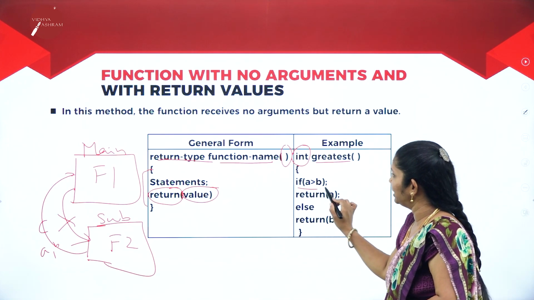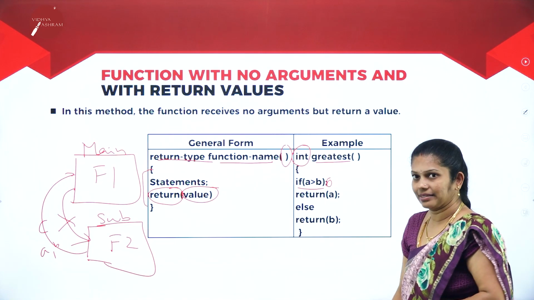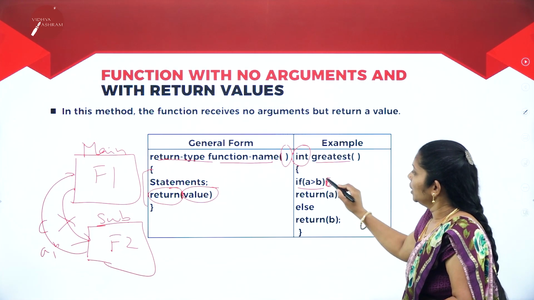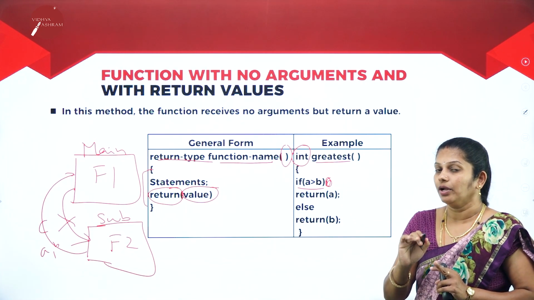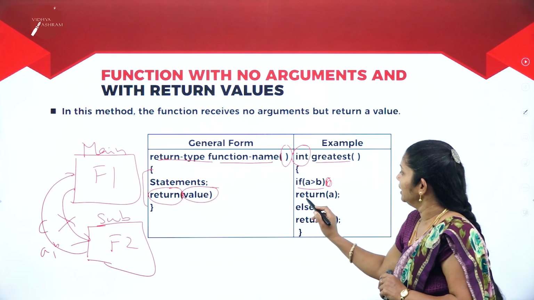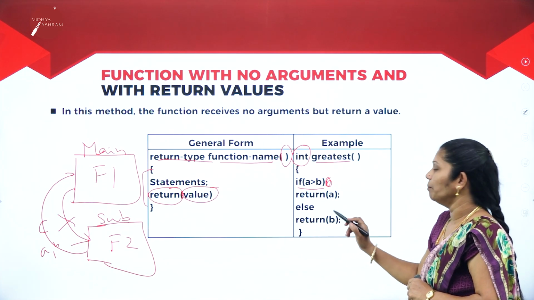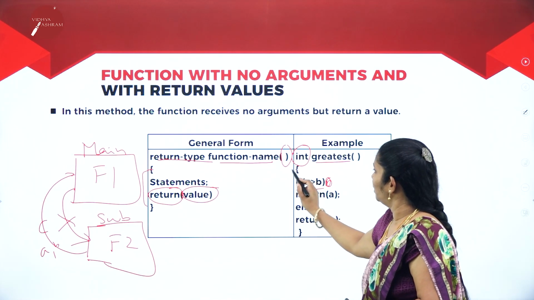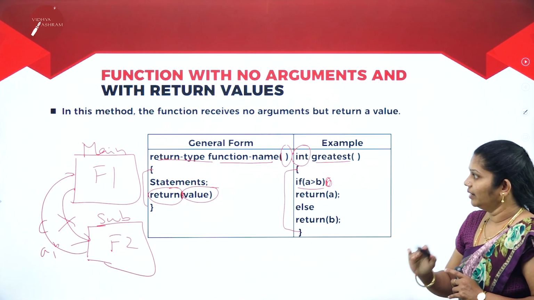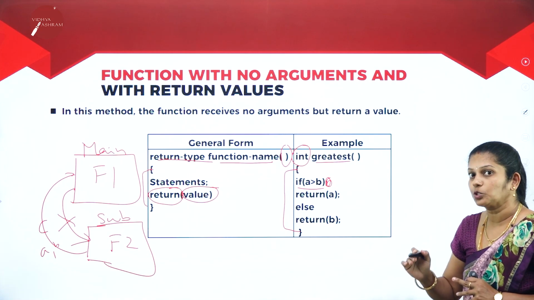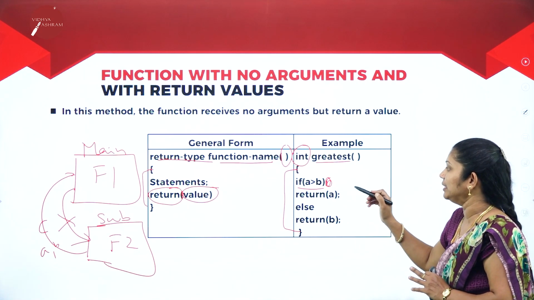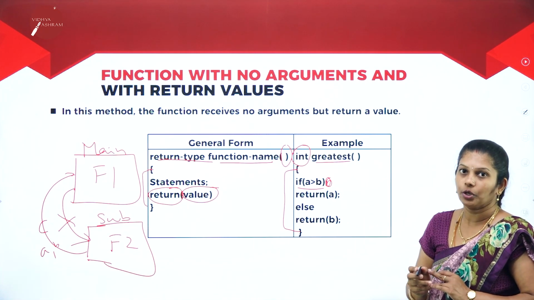In this, we have given the condition if A is greater than B. Then here, don't put any semicolon because it is a condition. Then it will return the value A, else return B. Then we'll close this function. It means that if you have any condition, you are not supposed to put any semicolon. If you don't have any condition, then you have to put a semicolon here.